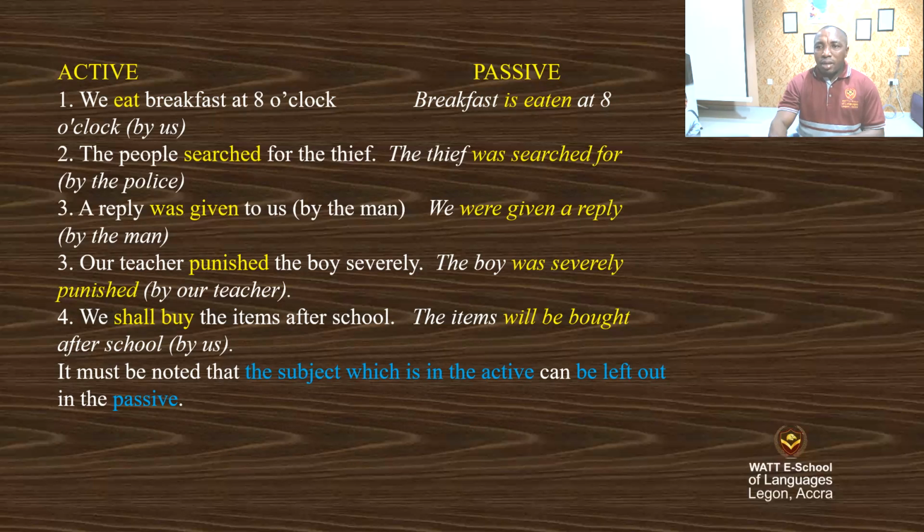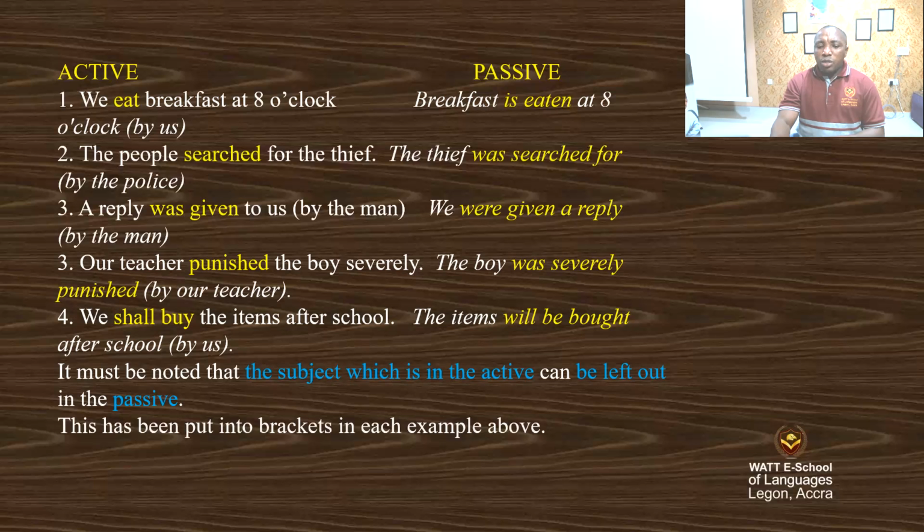Let's take one example of the examples above. We eat breakfast at 8 o'clock. Let's go to the passive. Breakfast is eaten at 8 o'clock by us. The subject here, that is "we", is put into brackets by "by". So the "by us" can be taken out or left out without even adding it. So the sentence will be, breakfast is eaten at 8 o'clock. Simple. That's why you put "by us" into brackets.